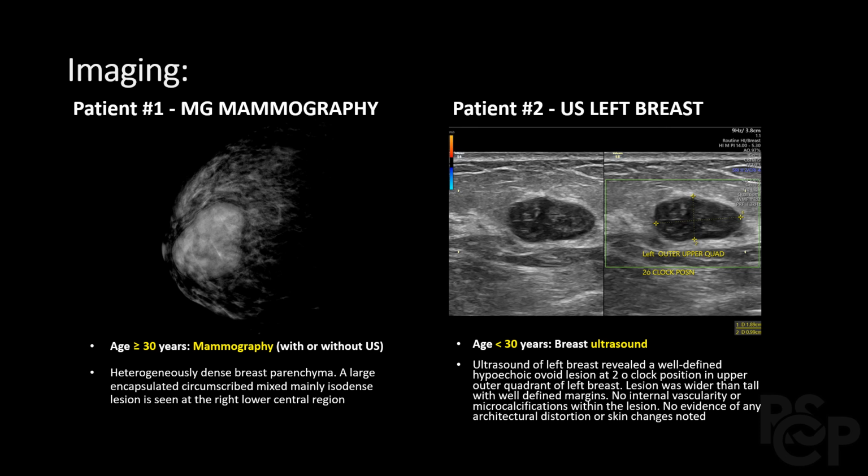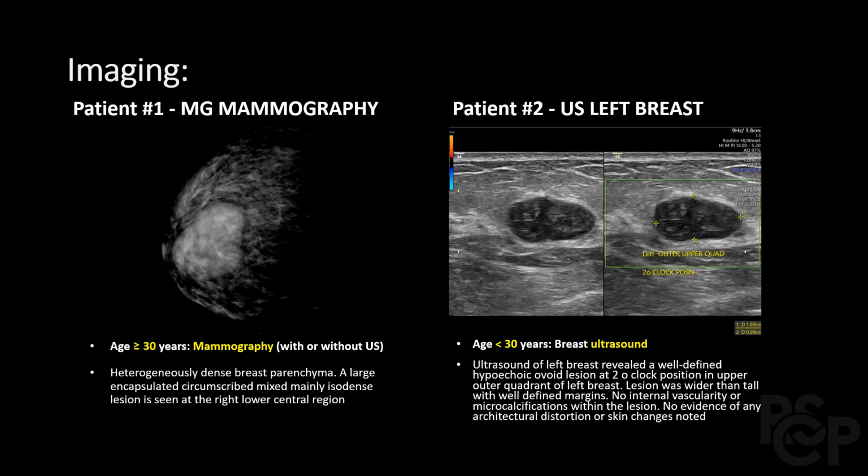So patient number one, we have her mammogram right here. This is our 53-year-old woman. And just as a reminder, if your patient is over the age of 30 and they present with some sort of breast mass, we will start with mammography, and we may or may not get an ultrasound. But looking at her mammogram here, we can see that there's kind of heterogeneously dense breast parenchyma. There's a large encapsulated, circumscribed, mixed, mainly isodense lesion that is seen in the right lower central region of her breast.